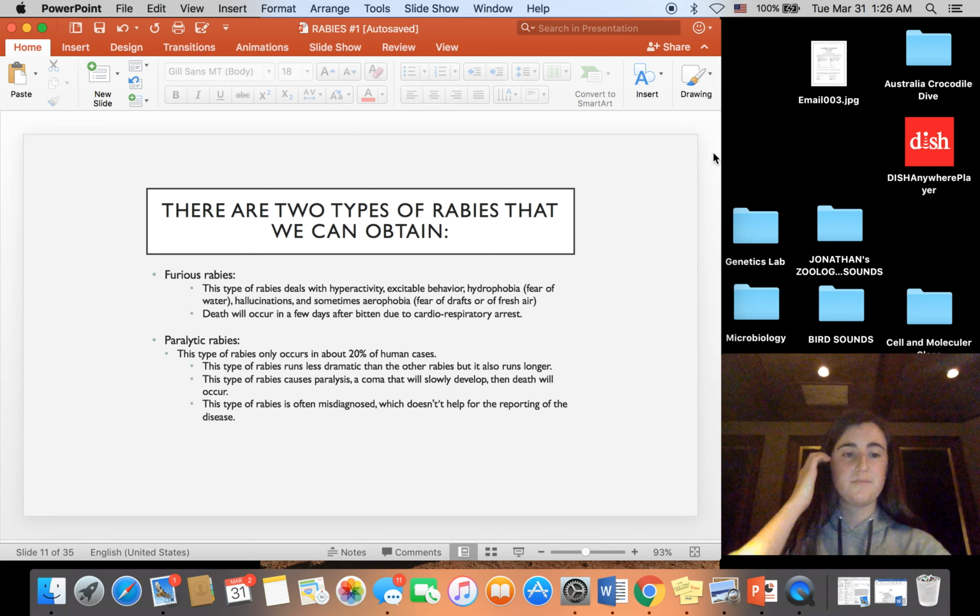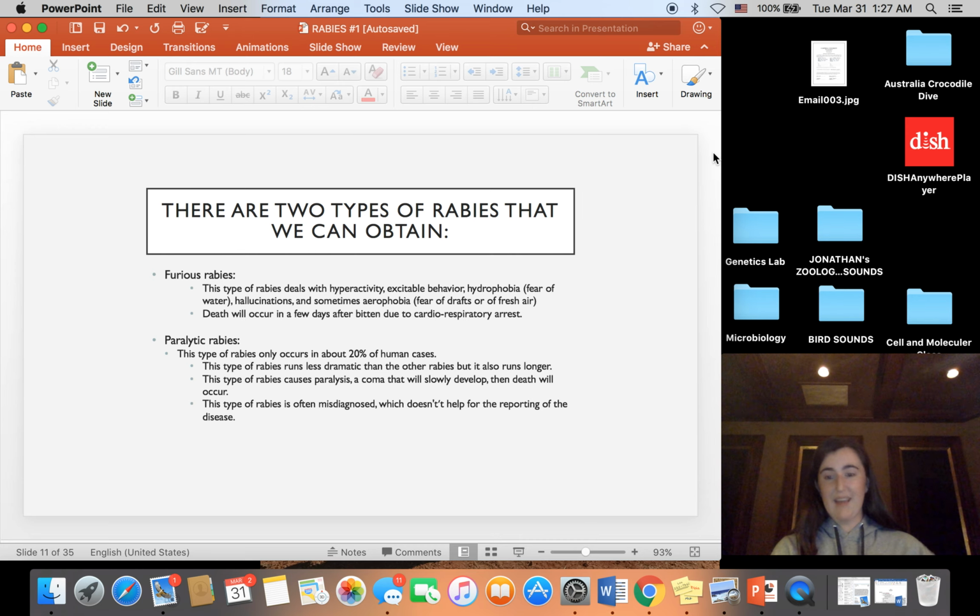due to cardiorespiratory arrest. For the paralytic rabies, this type only occurs in about 20% of human cases. It is less dramatic than the furious rabies, obviously, and it also takes longer to start showing symptoms. This type causes paralysis, and you will probably end up in a coma, and then death will occur.